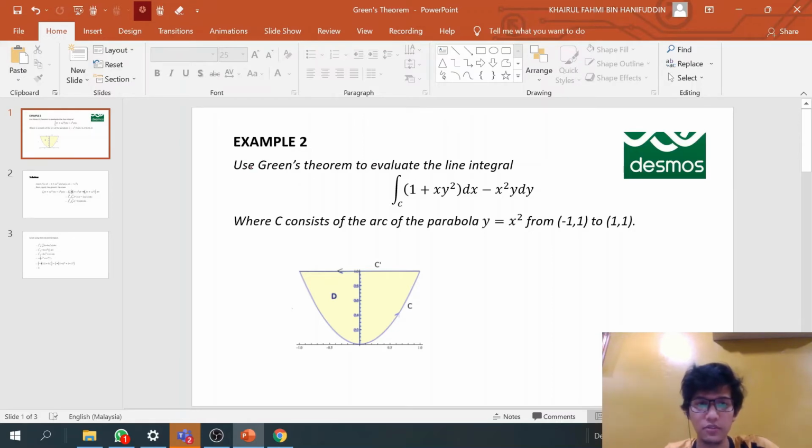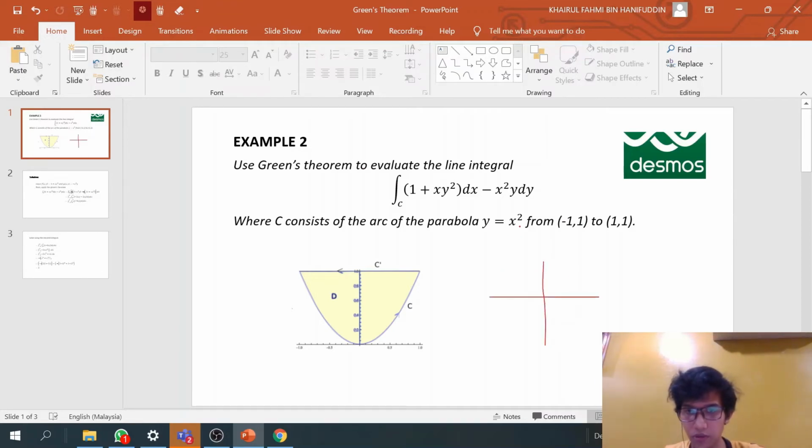The question is, use Green's theorem to evaluate the line integral of (1 plus x y squared) dx minus x squared y dy, where C consists of the arc of the parabola y equals x squared from point (-1, 1) to point (1, 1). So the first step is we need to draw the graph.